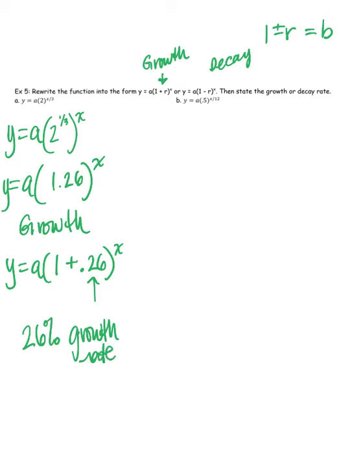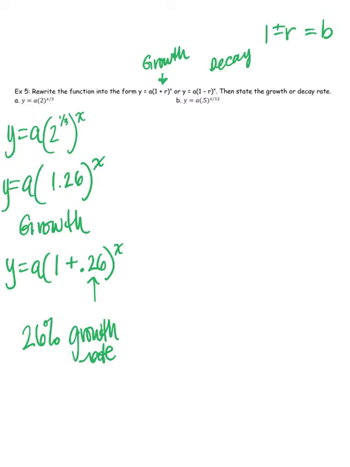So whether we're talking about money in the bank or this COVID spread or whatever, it is exponentially growing at a 26% rate. Remember, when I give you a decimal, you move that decimal 2 places to the right, and that will give you your percent. For the second problem, we're going to do the same thing.